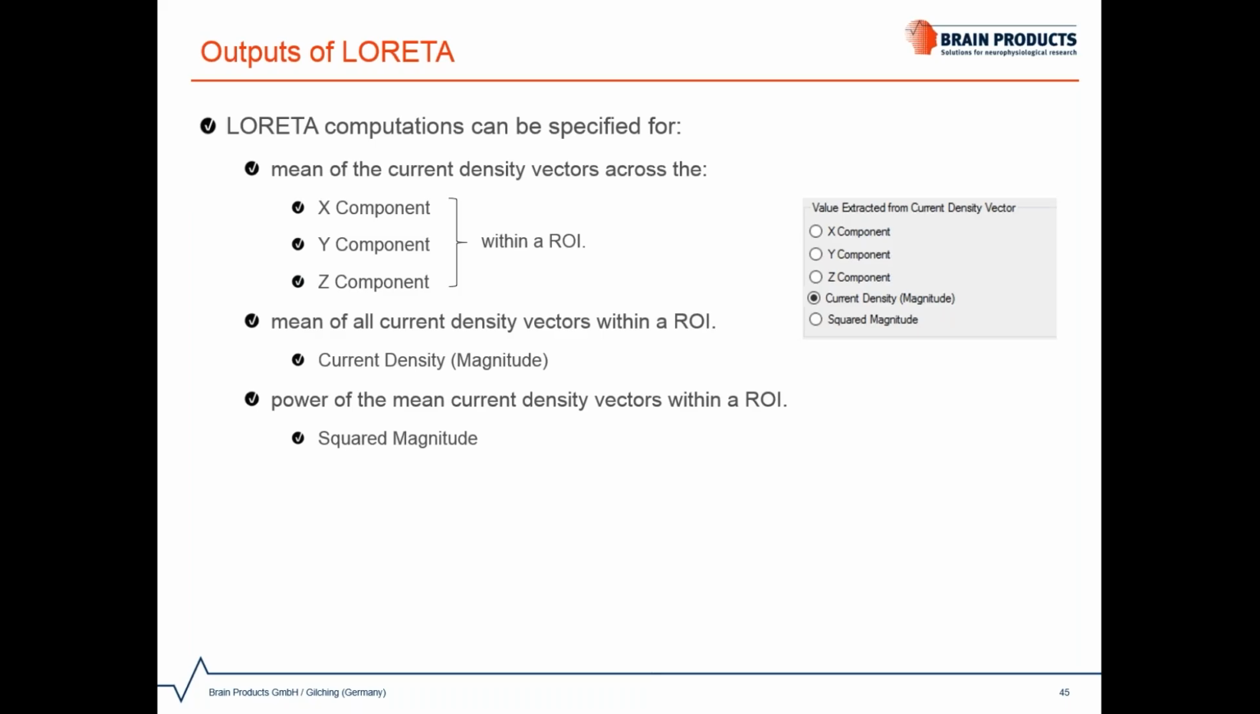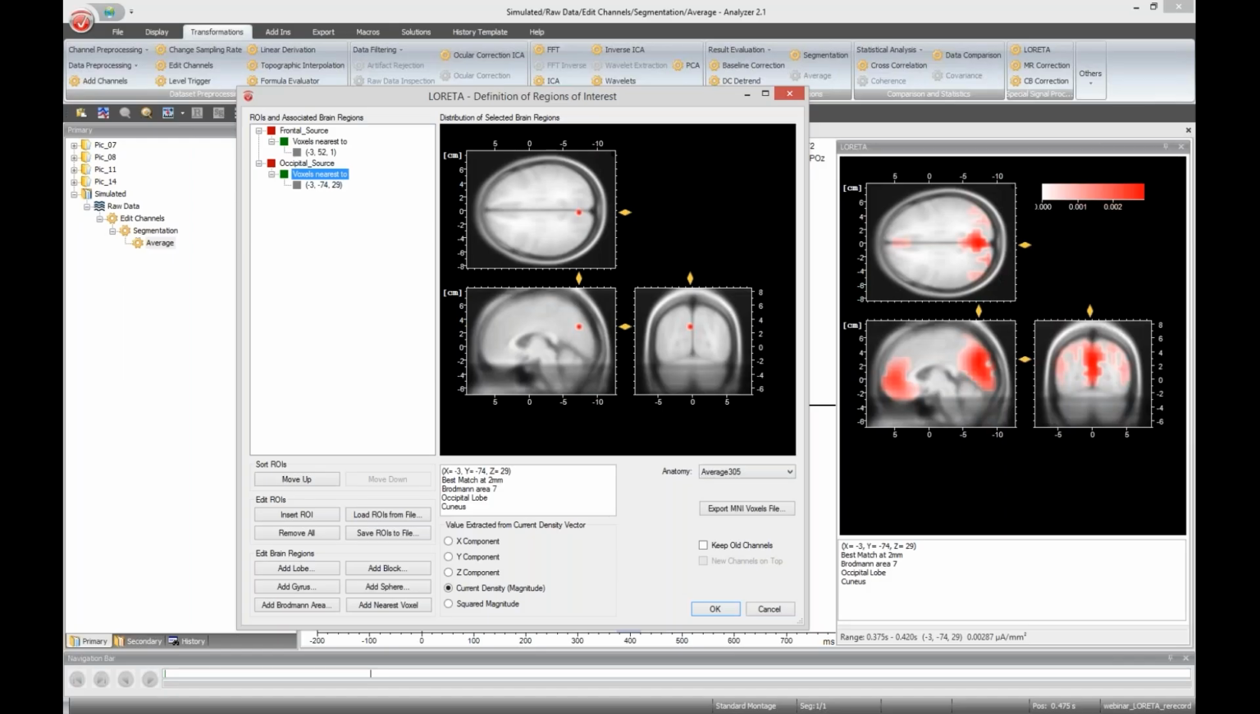Okay, now let's go back to Analyzer and compute the current density. For this demo, I will compute the current density, or the magnitude, for these two created ROIs, and by default, this option is already selected for me, so I will just press OK.